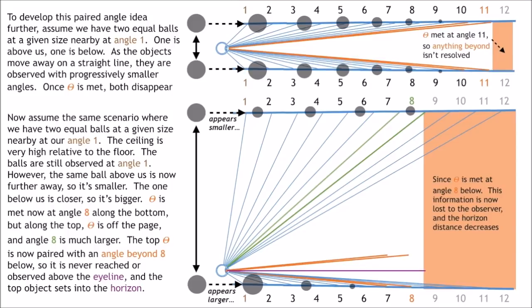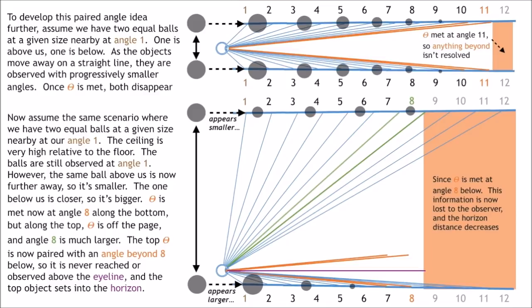But let's alter our diagram now, and assume the same scenario where we have two equal balls or objects at a given size nearby at our angle 1, but the ceiling is very high relative to the floor now. We've pushed the ceiling up much higher. The balls are still observed at angle 1, however the same ball above us is now further away, so it's smaller. The one below us is closer, so it's a little bit bigger. Theta is met now at angle 8, let's say, along the bottom, because we compressed those lower visual angles. But along the top, theta is off the page, and angle 8 is much larger.